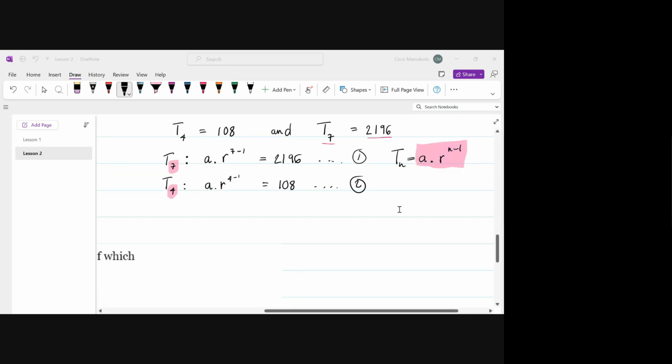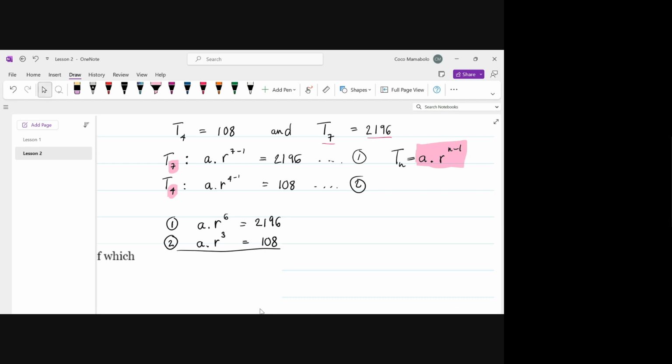So I'm going to take equation 1, and I'm going to rewrite it as A times R to the power of 7 minus 1, which gives me 6, is equal to 2196. And then equation 2 would give me A times R to the power of 3 equals 108. Now I'm going to draw a line. Remember, we need to draw a line. But when we were doing arithmetic sequences, what came next? Yes, good, Abu. If we were doing an arithmetic sequence, we would minus. We would say equation 1 minus equation 2.